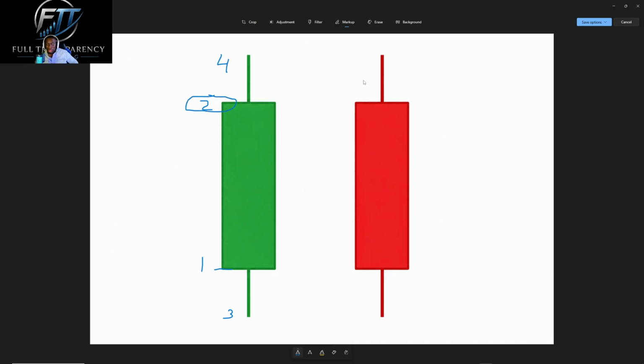Same thing starts with a bearish candle. The bearish candle, let's say this is the previous candle. The candle closed at $2. All right, bearish candle is going to start right here. Number 1, it's going to continue the trend here, pause, and start dropping.